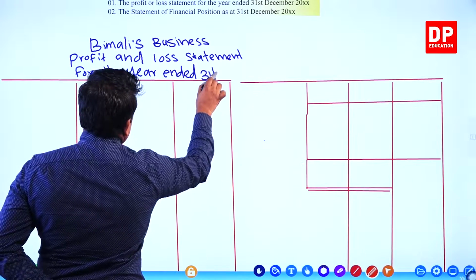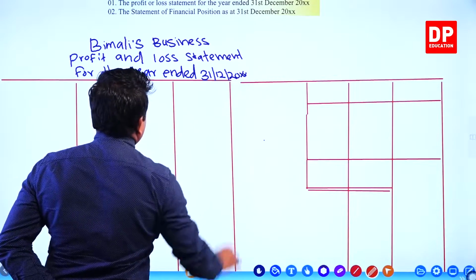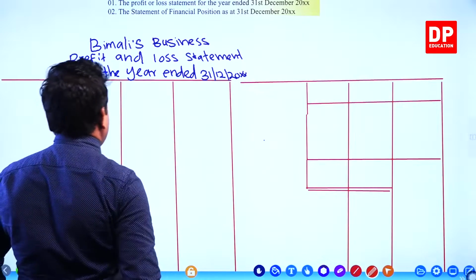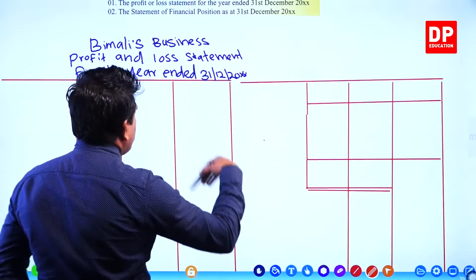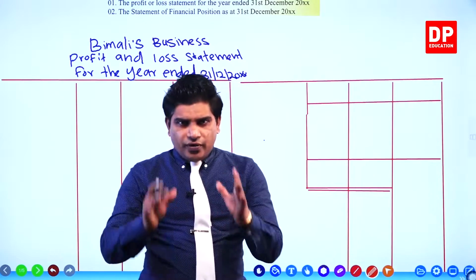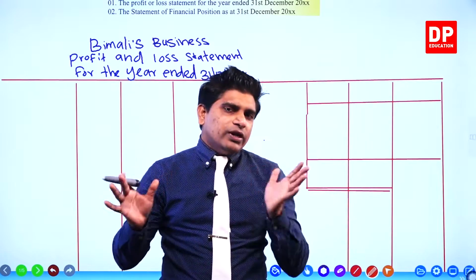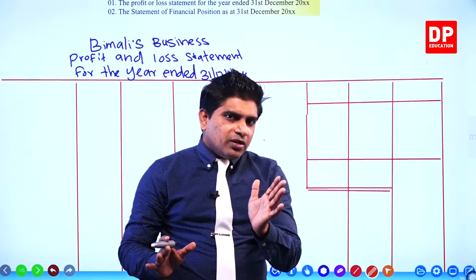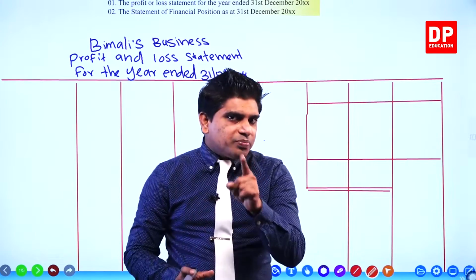31st December 20, you put crosses. Why? Clearly they don't give the year. What is the year, right? Now the profit and loss statement is prepared for the year ended, right? Annually we prepare, you must remember. But the statement of financial position is prepared for a specific date.